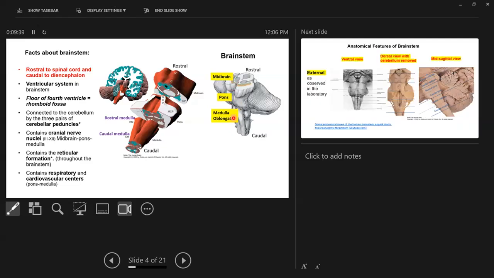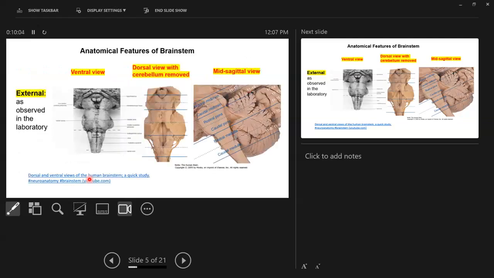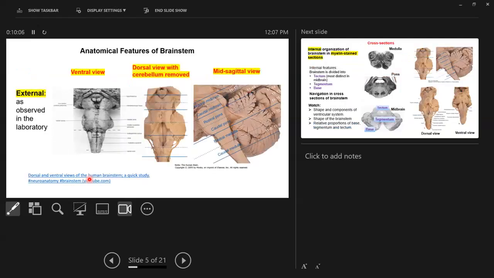Now, very importantly, the lower portions of brainstem, particularly pons and medulla, contain life-sustaining respiratory and cardiovascular centers. So that is why we need to pay very close attention to the normal as well as abnormal functioning of these regions of the brain. Going to anatomical features of brainstem.